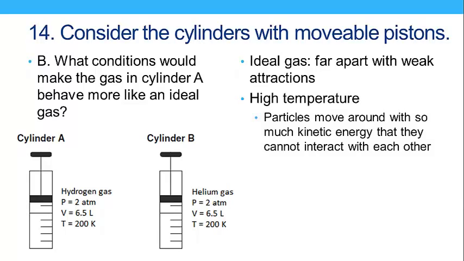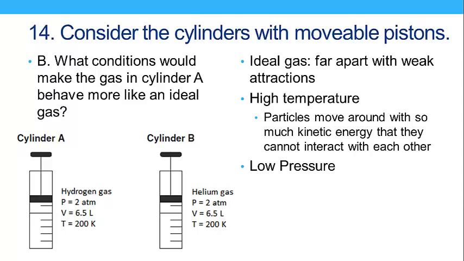At high temperature, the particles would be moving around with so much kinetic energy that they just fly right by each other. They don't have any interaction because they're just moving too fast. So high temperature is going to reduce those interactions and make it more ideal.